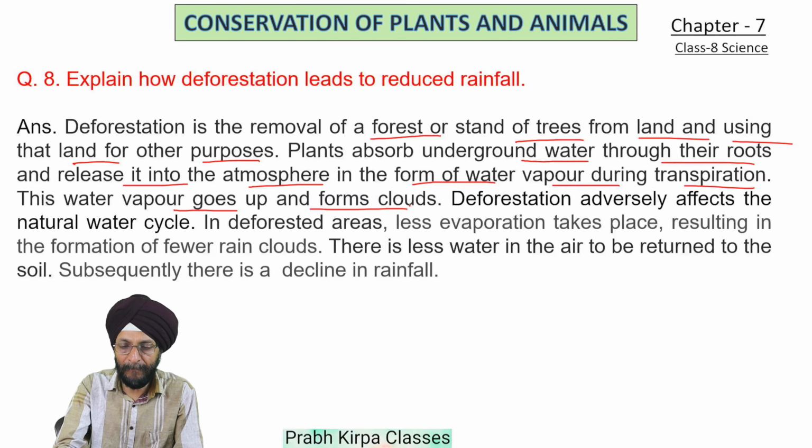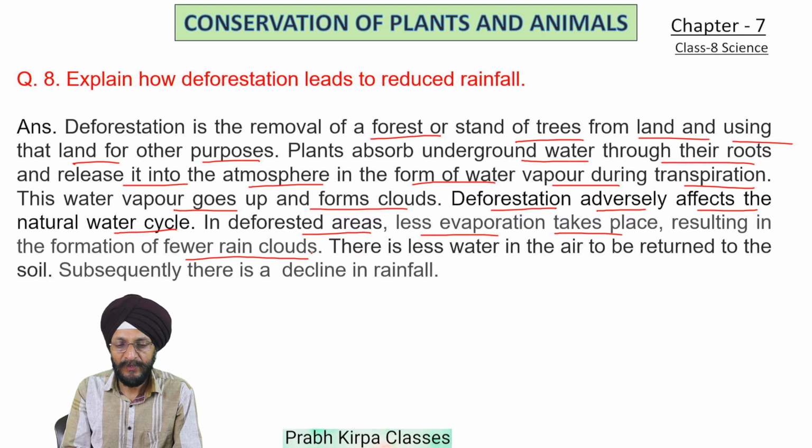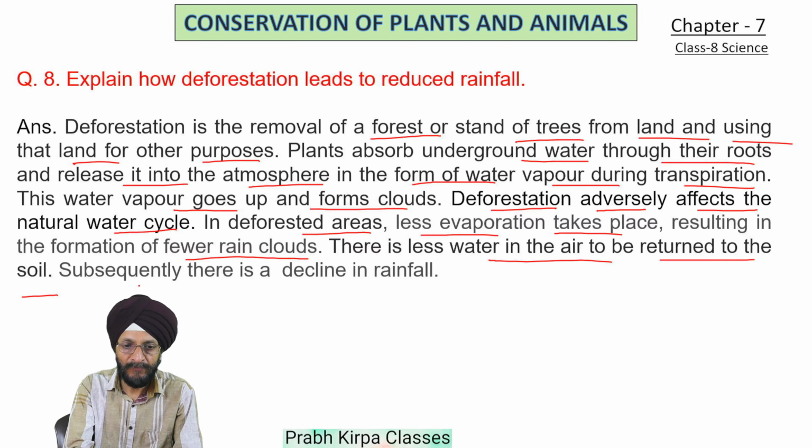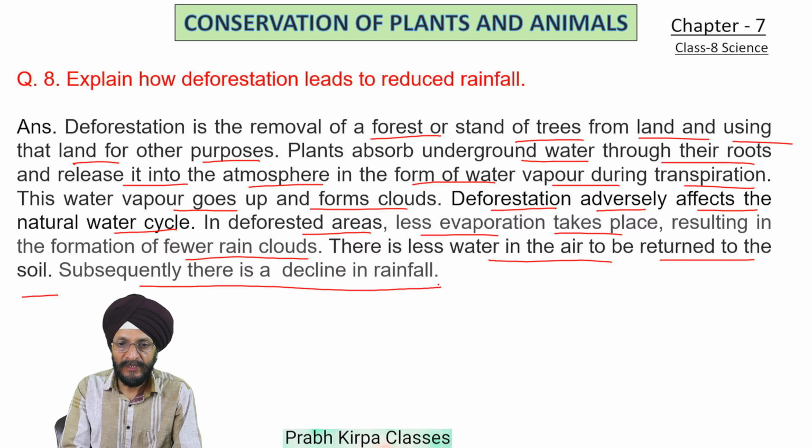Deforestation adversely affects the natural water cycle. In deforested areas, less evaporation takes place, resulting in the formation of fewer rain clouds. There is less rainwater in the air to be returned to soil. Consequently, there is decline in rainfall.